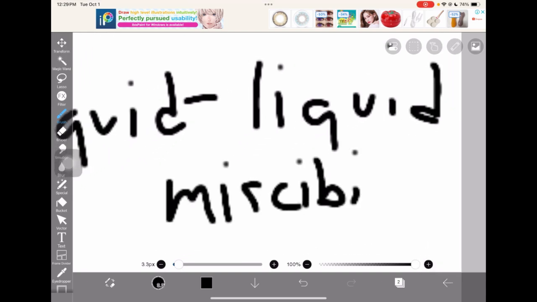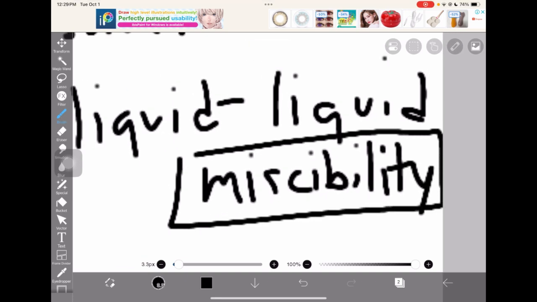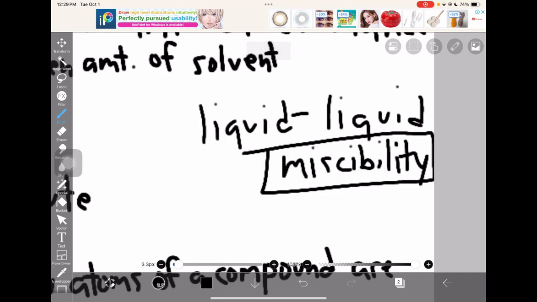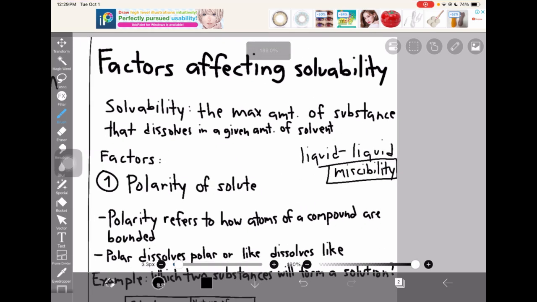Miscibility. So just remember that term. It's called miscibility. Anyway, what are the factors to consider here?